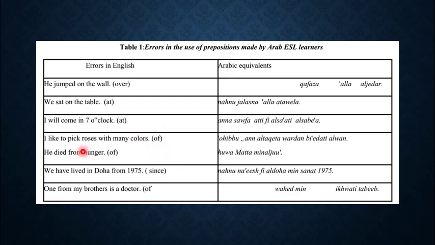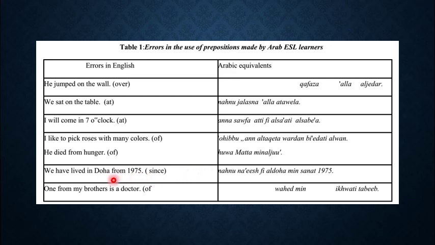He died from hunger. In colloquial Arabic you say مات من الجوع. Okay, من. However this is incorrect. In English it should be died of hunger. We have lived in Doha from 1975. Again, من سنة كذا, also literal translation. This is incorrect. It should be since 1975.